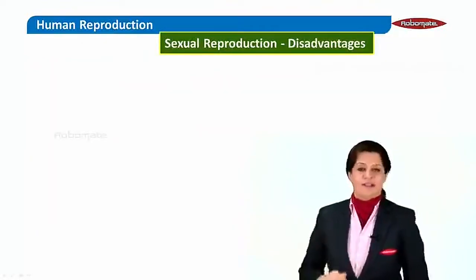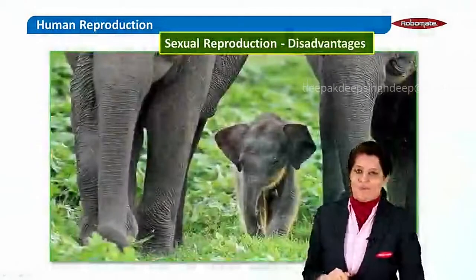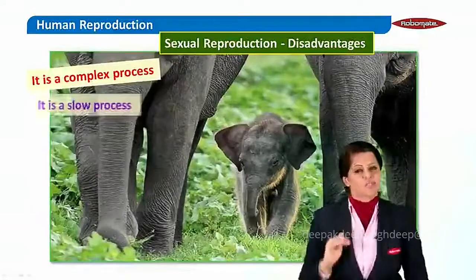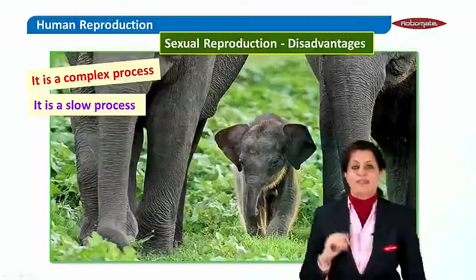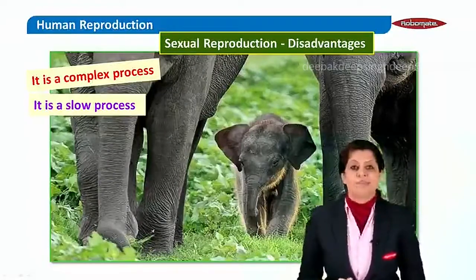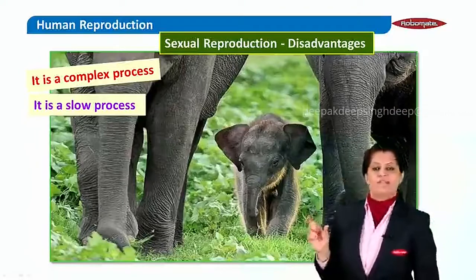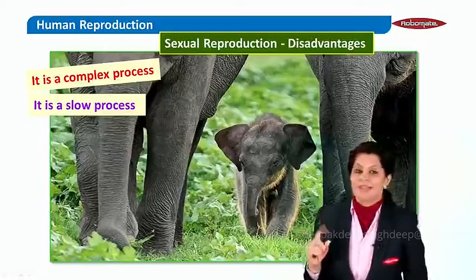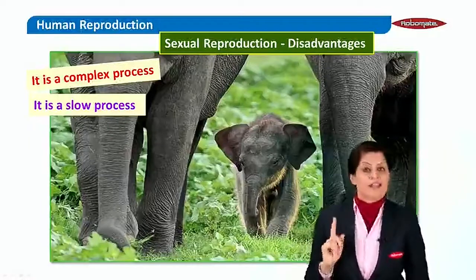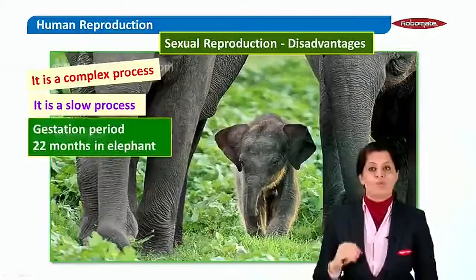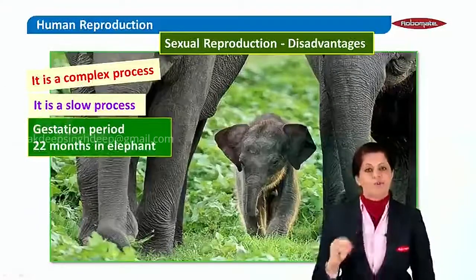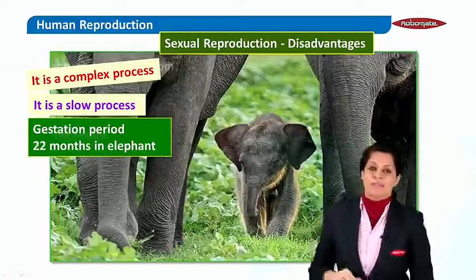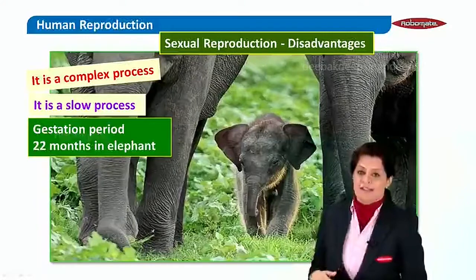Now, disadvantages of sexual reproduction. It's a very complex process. It's a slow process. For example, in this picture you see an elephant's baby. How long is the developmental period or the pregnancy phase, something we call the gestation period in elephants? It's 22 months. That means close to 2 years. The mother elephant bears this baby elephant for a very long time.